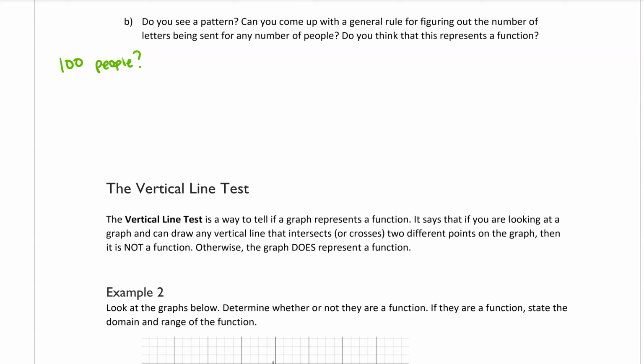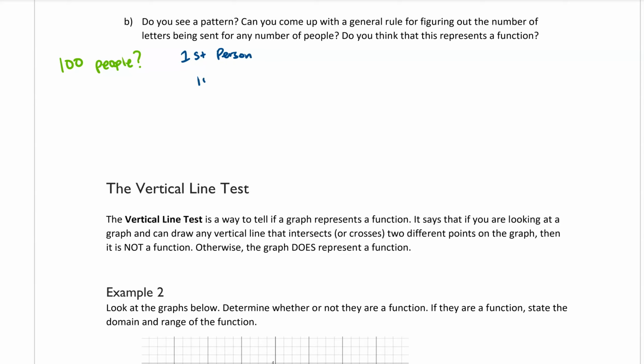Well, it would take a really long time to draw that image and draw all of the arrows for 100 people. So hopefully we can develop some kind of rule that says how many letters would be sent for any number of people. Well, let's think about it for a minute. If we had 100 people, each of those 100 people would be sending almost 100 letters each, except they wouldn't be sending 100. Every single person within that 100-person group would be sending 99 letters because they wouldn't be sending a letter to themselves. So let's say that there is the first person.